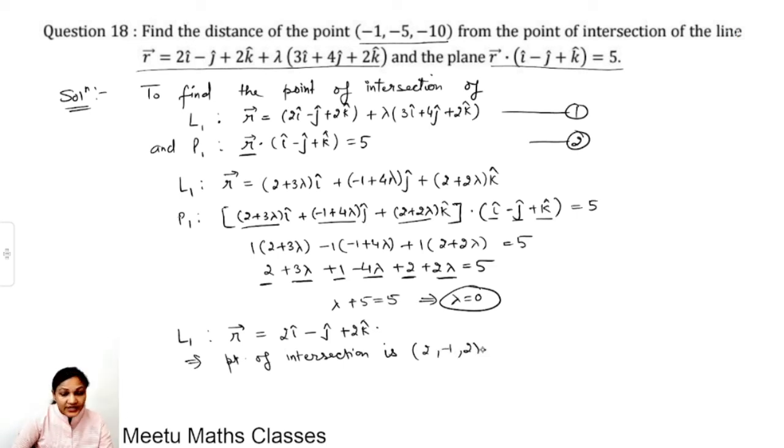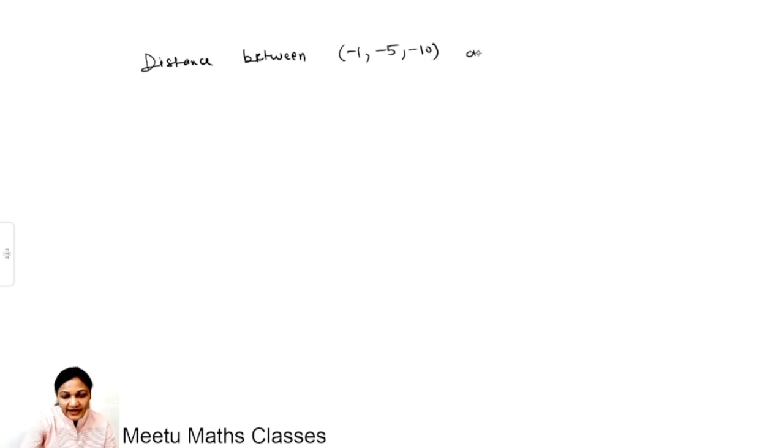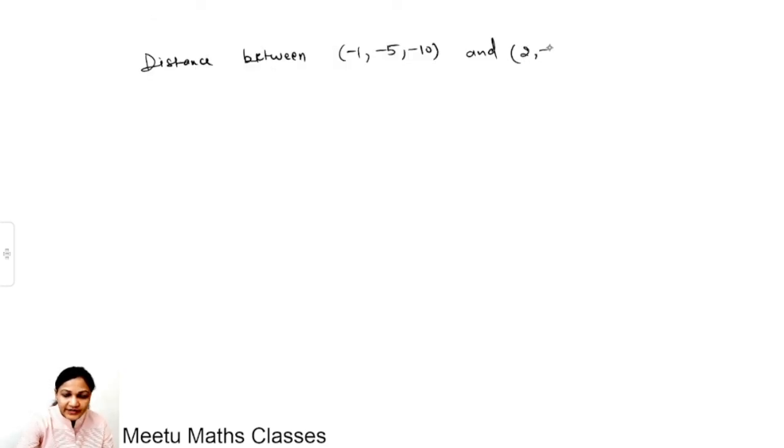Now what we are supposed to find out? We are supposed to find out the distance between (-1, -5, -10) and the point of intersection of line and plane, which is (2, -1, 2).